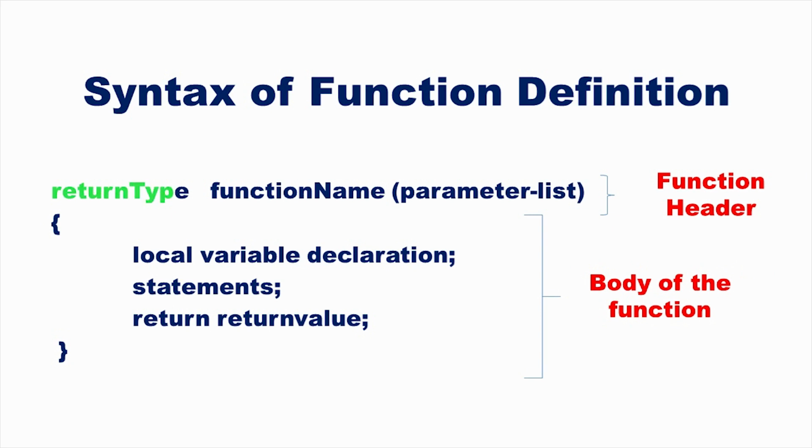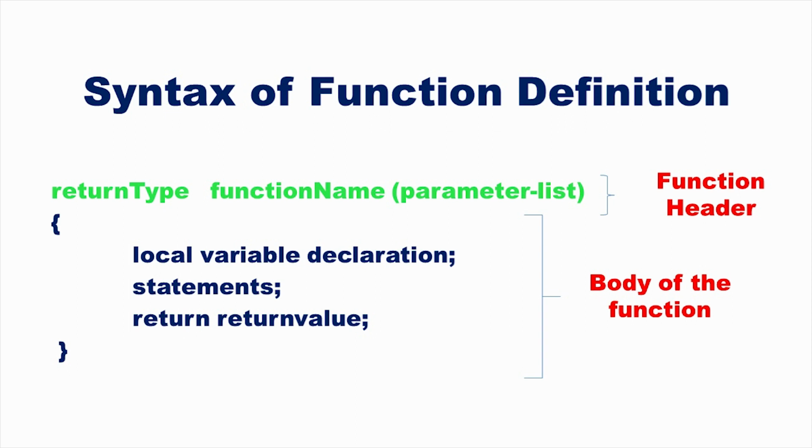Header includes the return type, function name, and the parameters. Return type is the data type of the value the function returns. For example, if the function returns an integer value, the return type is int. If the function returns a character value, its type is char. Function name is the unique name given to the function by the programmer. Any valid C identifier can be chosen as the function name.